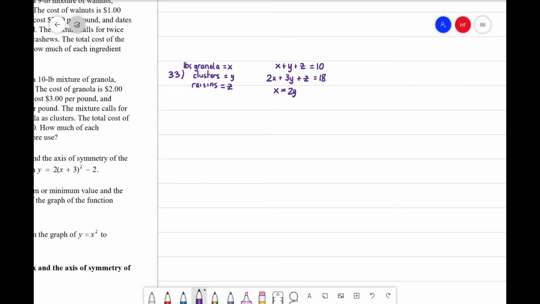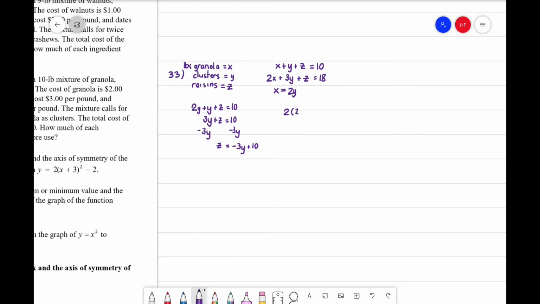I'm going to work it by hand. So X equals 2Y. So I'm going to go back into the first equation. Instead of writing X, I'm going to write 2Y plus Y plus Z equals 10. 3Y plus Z equals 10. And I'm going to solve it for Z. So I'm going to move the 3Y and write it in terms of Y. So Z equals negative 3Y plus 10. I have X in terms of Y as well. So I'm going to plug both of those into the second equation.